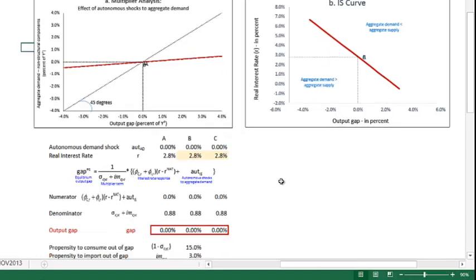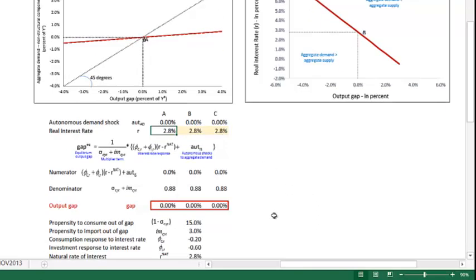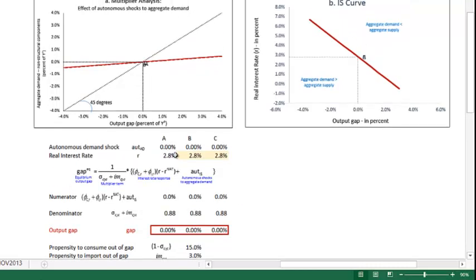This should be familiar to you. And instead of calling this case base and alt 1 and alt 2, we'll just call them A, B, and C, and you'll see why in a second. Under case A, our real interest rate is at its natural value. We have the natural value down here, and that's 2.8%. So this is where our output gap is equal to 0. Should mention that there are no demand shocks.